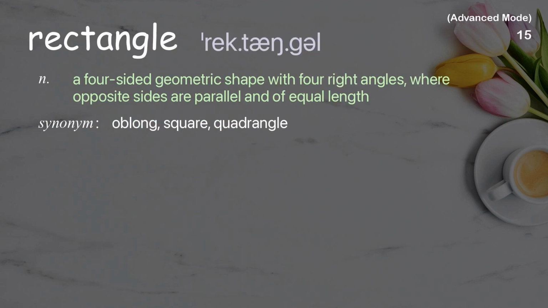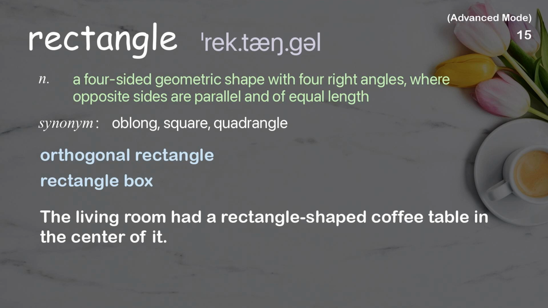Rectangle. A 4-sided geometric shape with 4 right angles, where opposite sides are parallel and of equal length. Examples: Orthogonal rectangle. Rectangle box. The living room had a rectangle-shaped coffee table in the center of it.